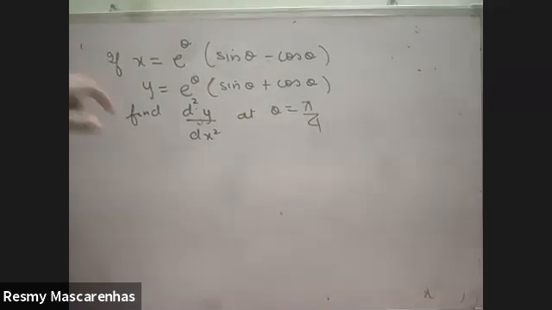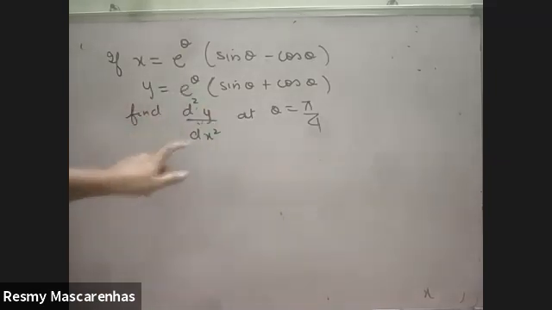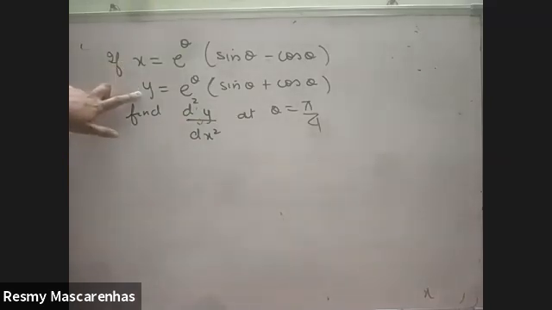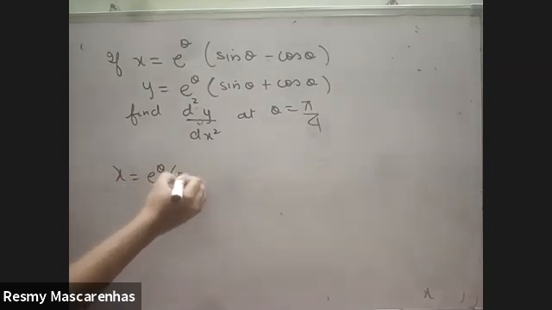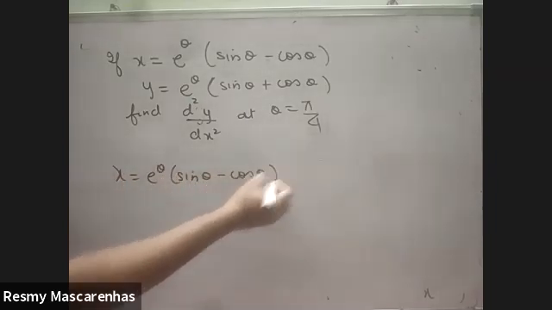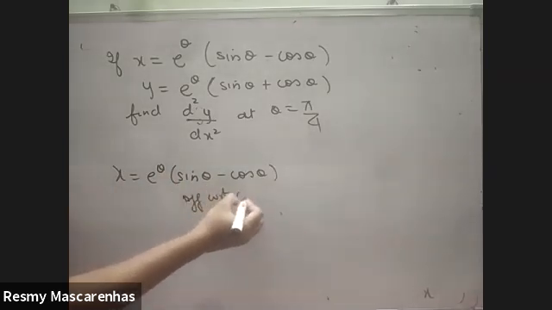Okay, this is a very important question. Please repeat this while finding d square y upon dx square. So anyway, starting up till finding dy by dx is the same method. First find dx upon d theta, then find dy by d theta. So x is this. So we have to differentiate with respect to theta.